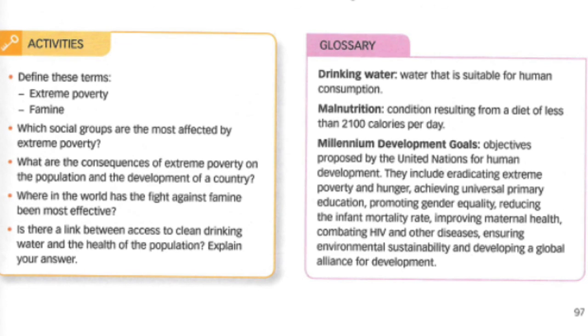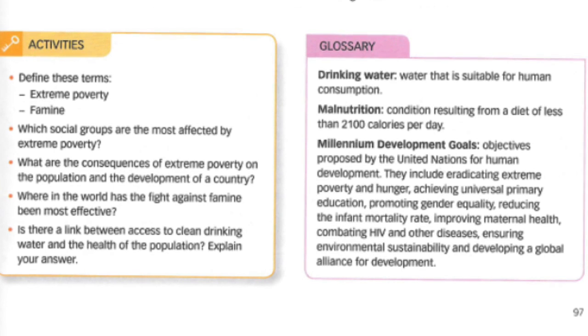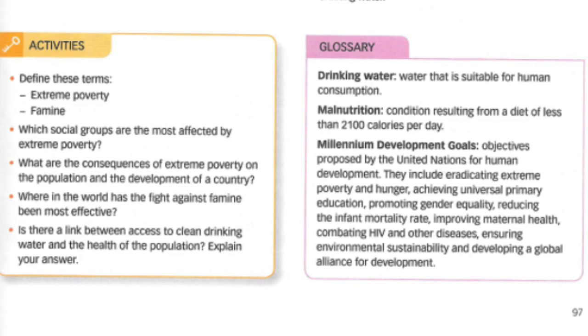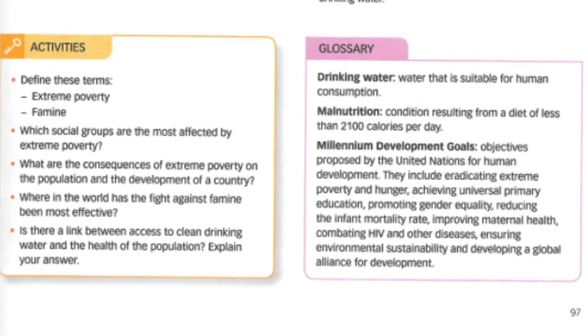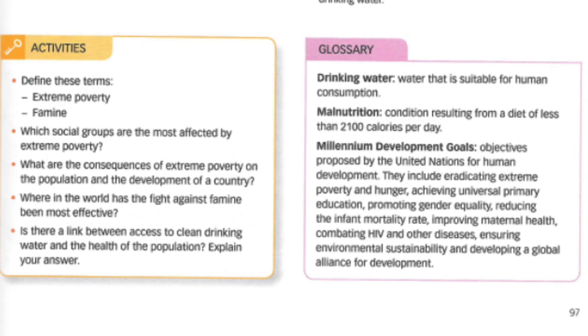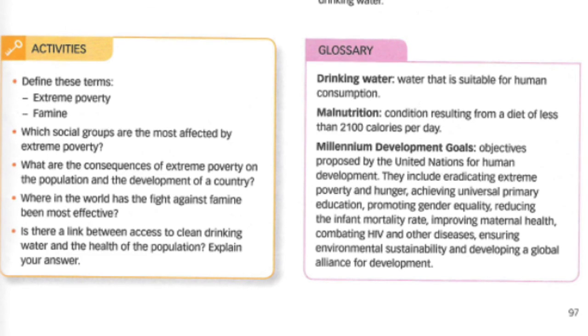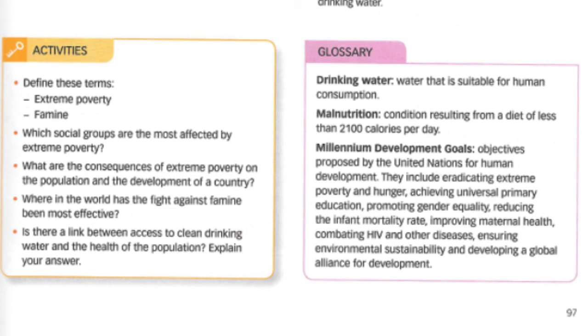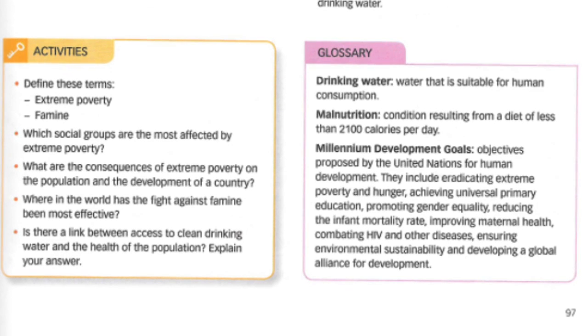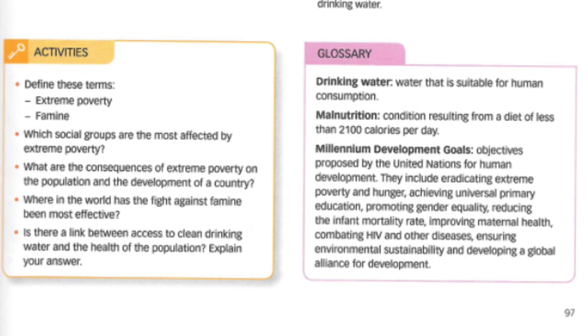Finally, let's review the glossary. Drinking water. Water that is suitable for human consumption. Malnutrition. Condition resulting from a diet of less than 2,100 calories per day. Millennium Development Goals. Objectives proposed by the United Nations for Human Development.